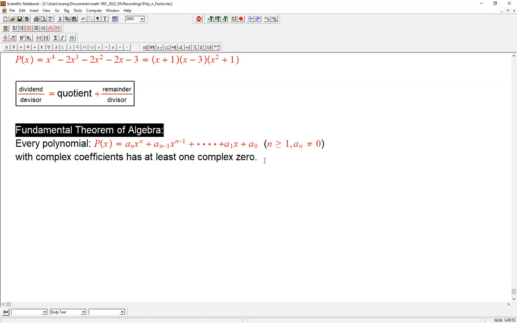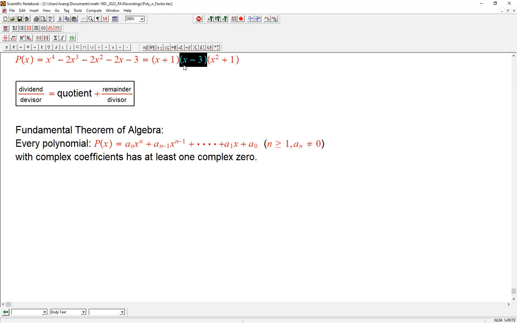Fundamental theorem of algebra. This is it. If we apply the fundamental theorem of algebra n times, once we get one complex zero, the second time we get another complex zero. So we keep applying this theorem, and we would naturally get the following conclusion. It is called the complete factorization theorem.